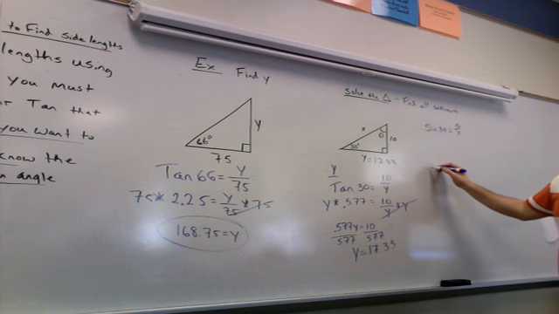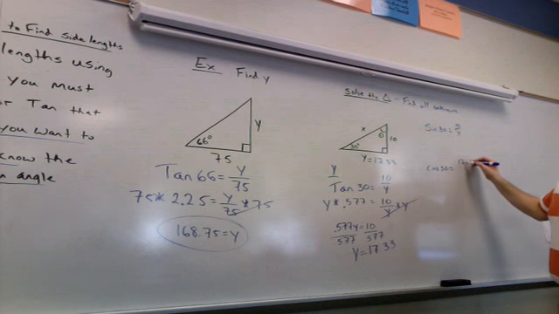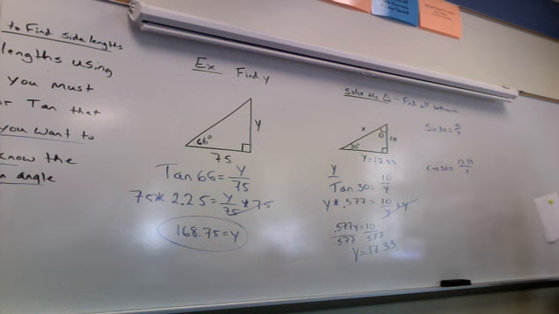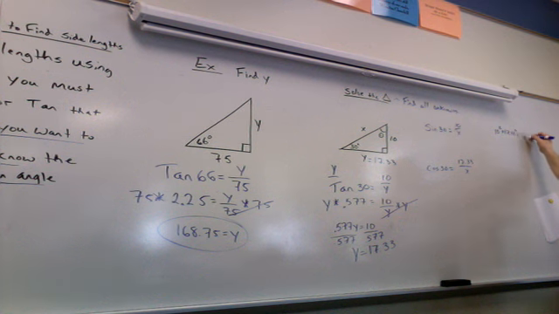Okay, so cosine 30 will be equal to 17.33 over x. Right? How else could I find x? Brandon? Pythagorean theorem, good. We know 10 squared plus 17.33 squared equals x squared, right? So all three of those ways can find x, right?